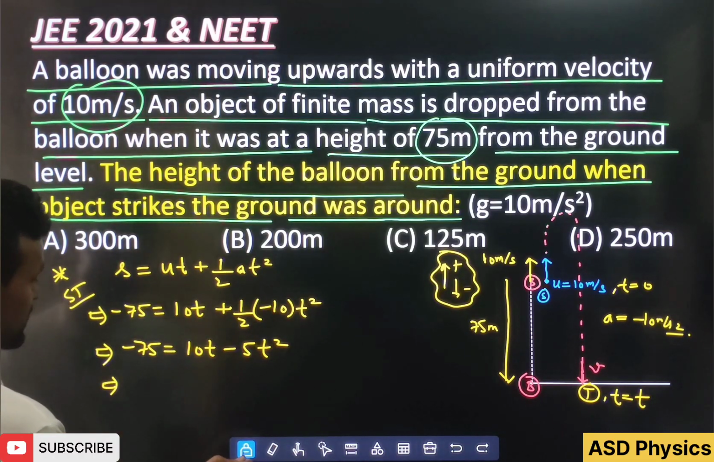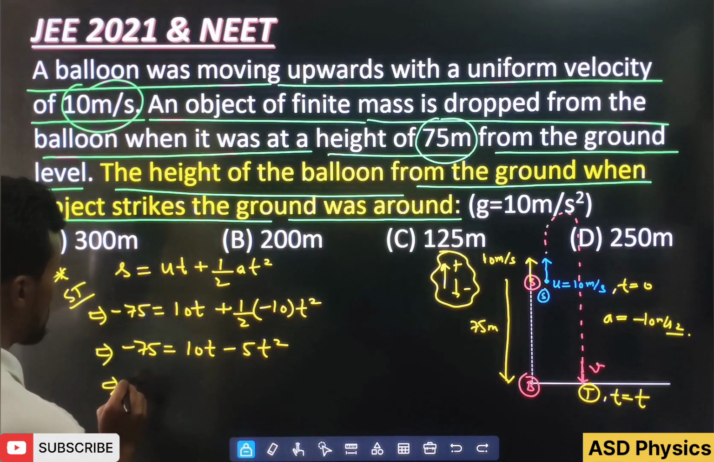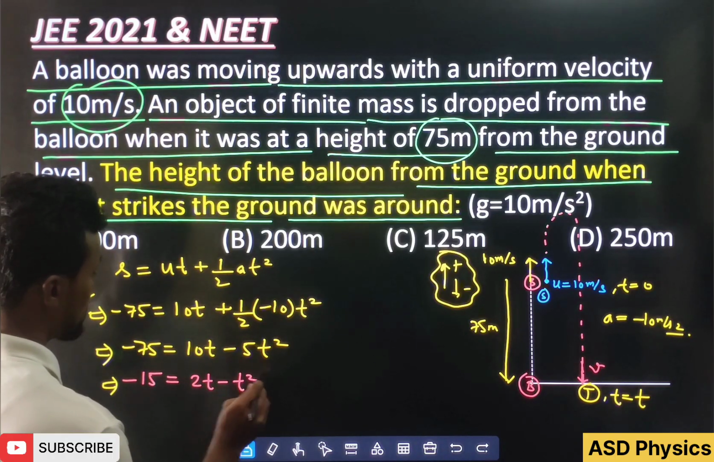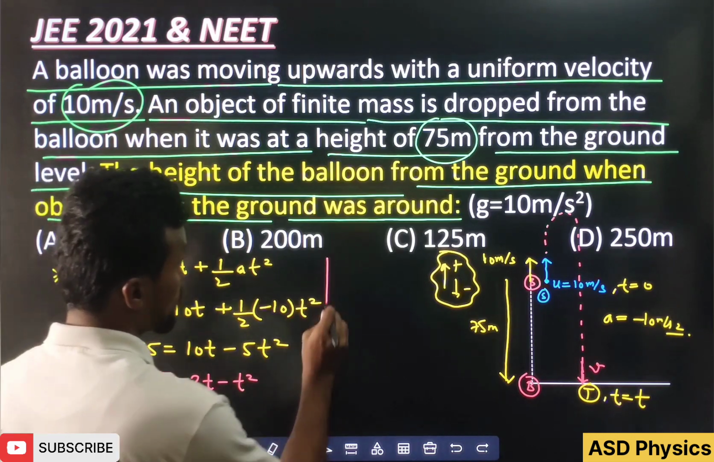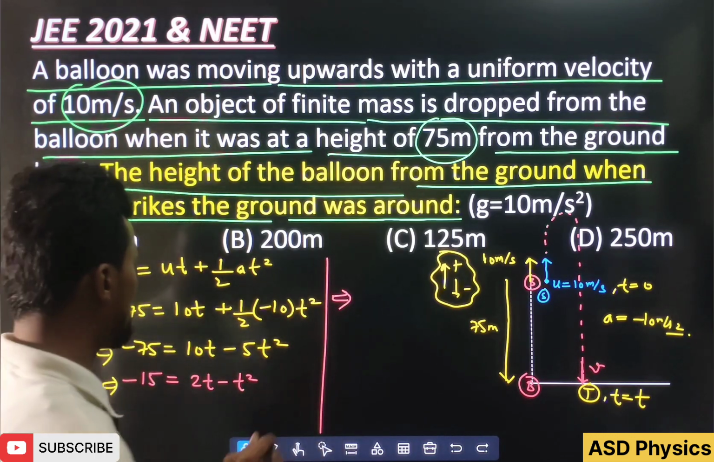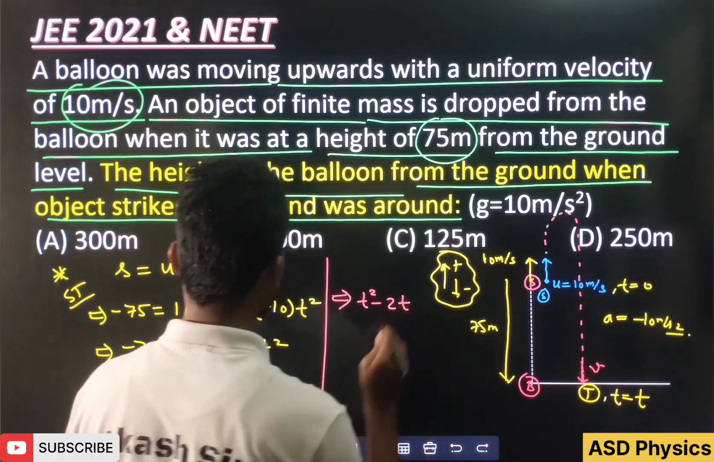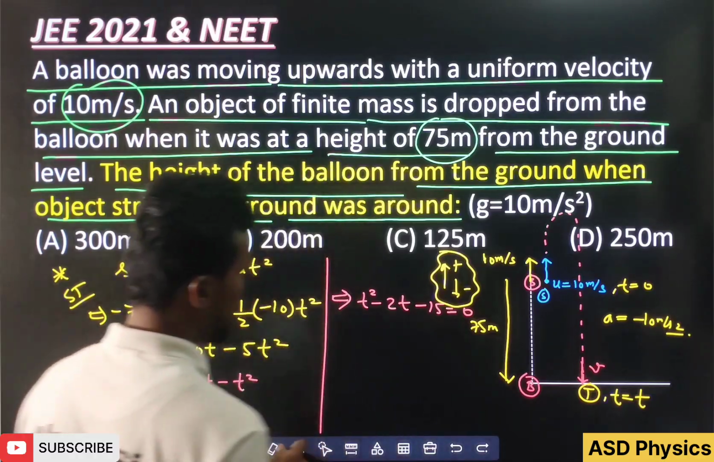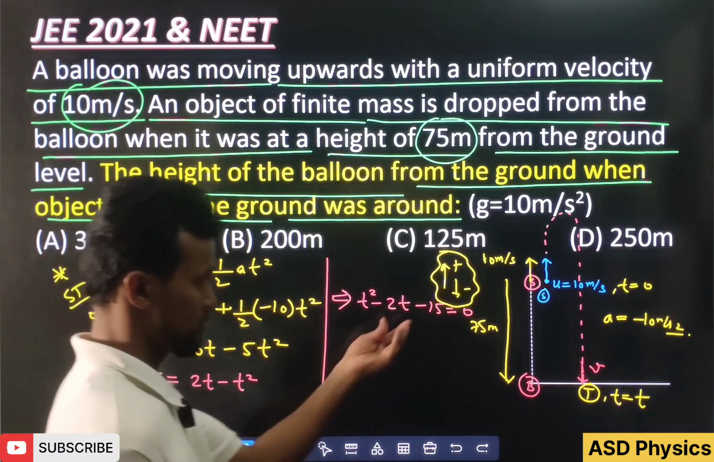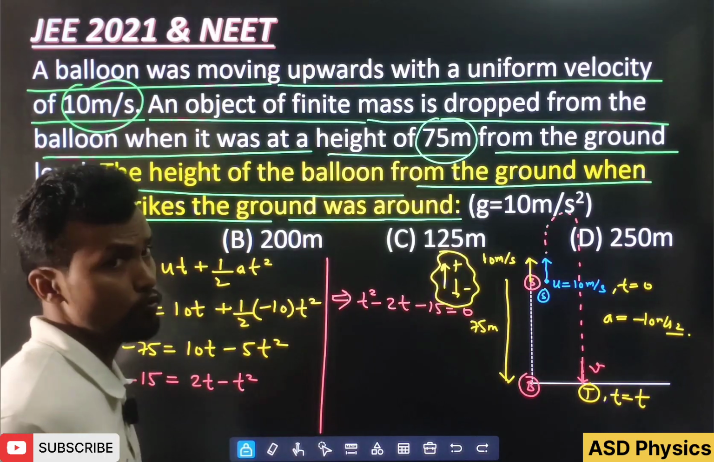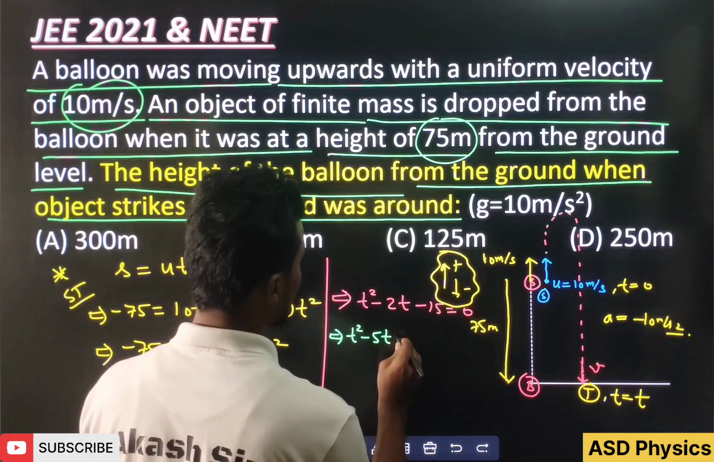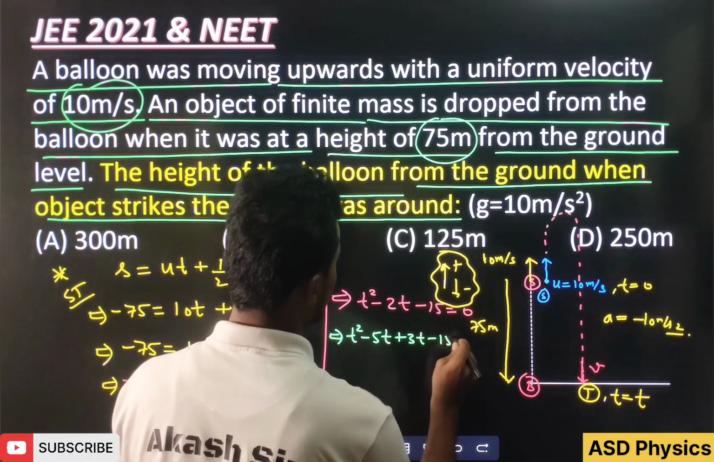Can we divide both sides by 5? Yes, we can divide both sides by 5. So it becomes minus 75 by 5, which is minus 15, equal to 2t minus t square. Now a quadratic is forming, so we have to solve this quadratic, students. It becomes t square minus 2t minus 15 equal to 0. When we are subtracting, it should come 2, so 5 into 3, 5 minus 3. So t square minus 5t plus 3t minus 15 equal to 0.